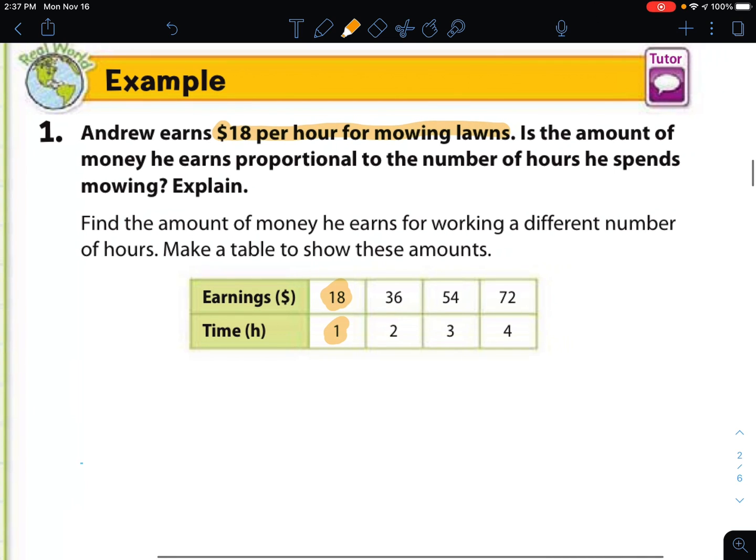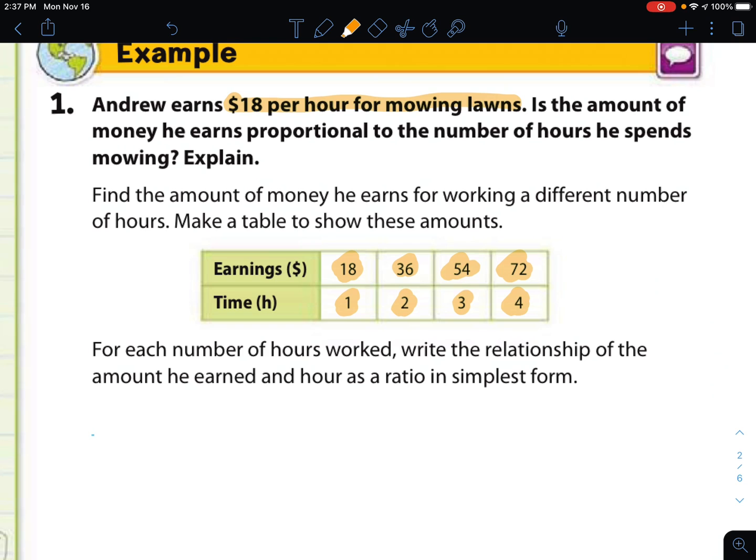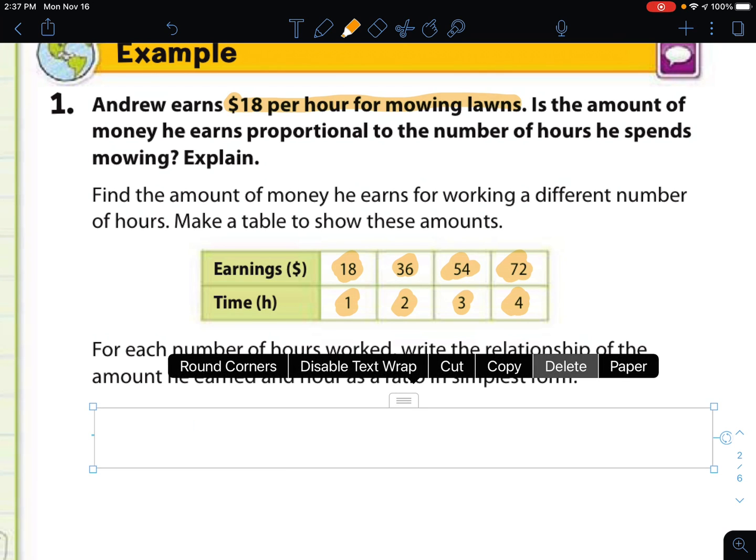So for 2 hours, he earns $36. For 3 hours, he earns $54. And for 4 hours, Andrew earns $72. Now, what you can also see is that for each number of hours that he worked, we can write a relationship for the amount he earned and hours as a ratio in simplest form. So we can actually write all these ratios in simplest form, and this is what we get.